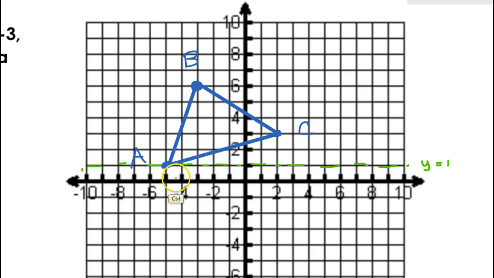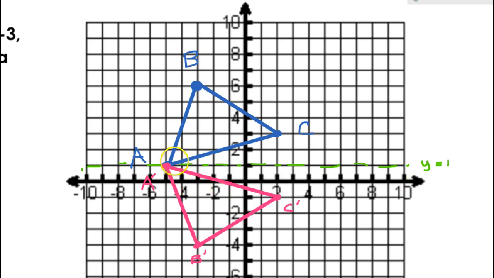We need to do a reflection. Well, notice that the point A is on the line y = 1. If you're doing a reflection, any point that is on the reflection line is not going anywhere. So A prime is going to be right here. Now, what about point B? So point B is 5 units above the line. 1, 2, 3, 4, 5. So I need to go 5 units below the line, and that is going to be B prime. Point C is 2 units above the line, so C prime will be 2 units below the line. So there's the image after reflecting over the line y equals 1.